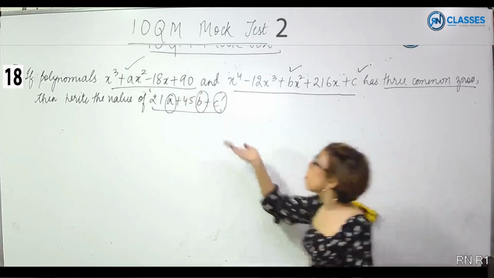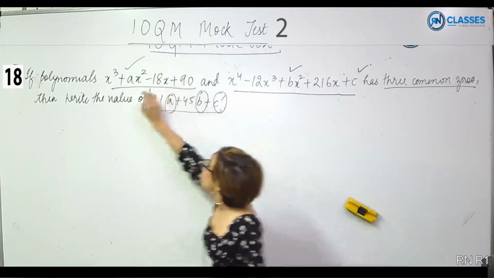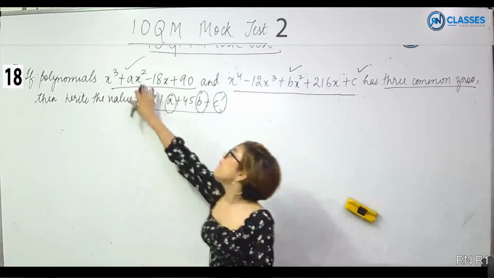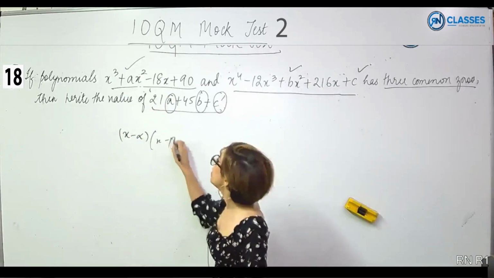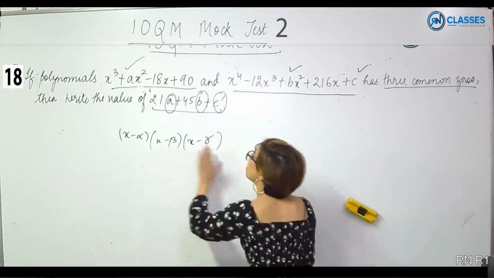Mind it, this is a cubic polynomial, so it will have 3 zeros anyway, and the leading coefficient is 1. That means the factors must be like (x minus alpha)(x minus beta)(x minus gamma), and obviously the zeros are alpha, beta, gamma.